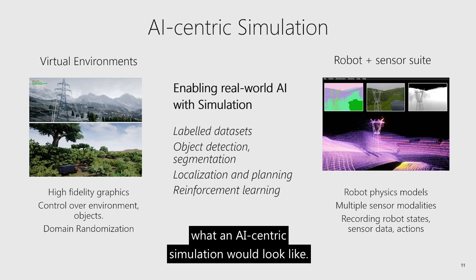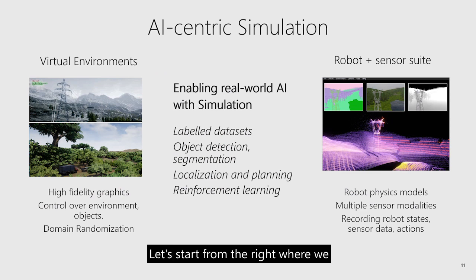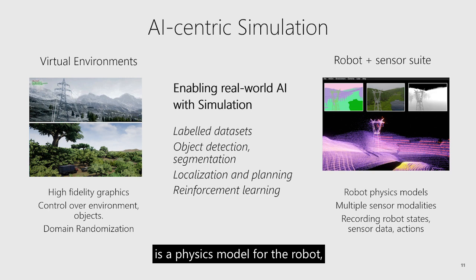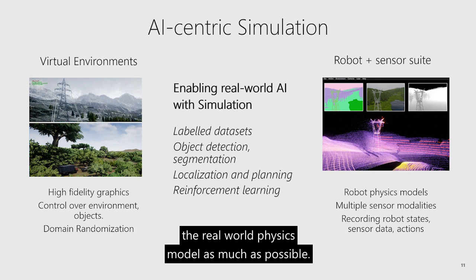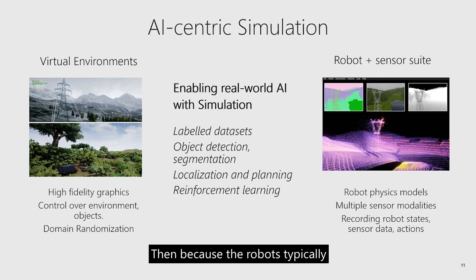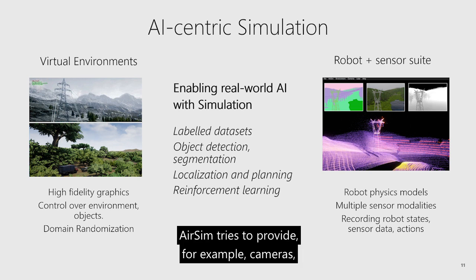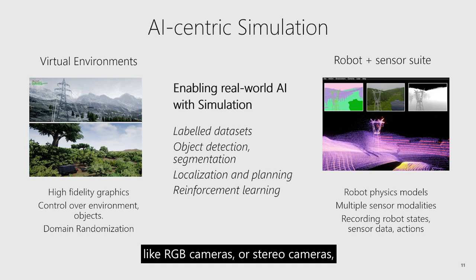Before we go into more detail about AirSim, let's take a broad look at what an AI-centric simulation would look like, right? Let's start from the right, where we have the robot and sensor suite. The first thing we need, as I've said before, is a physics model for the robot, which is trying to match the real-world physics model as much as possible. Then, because robots typically perceive the world through a fleet of sensors, we need multiple sensor modalities. To this end, AirSim provides, for example, cameras, like RGB cameras or stereo cameras, LiDARs, IMUs, and so on and so forth.